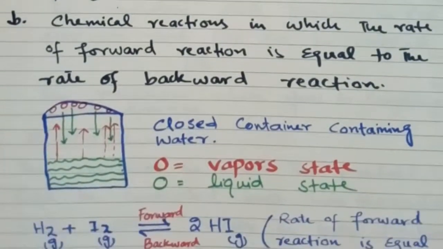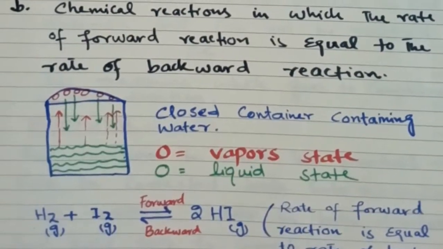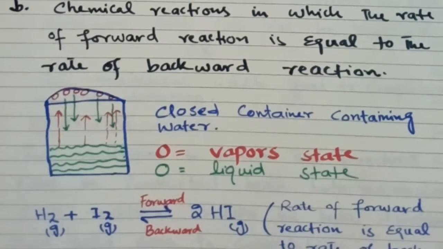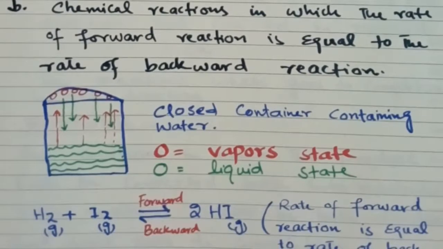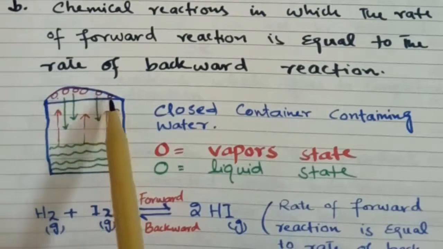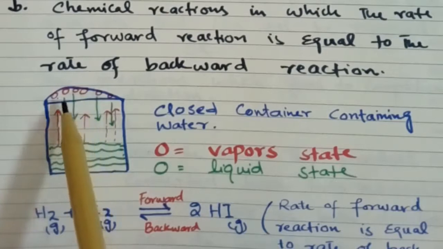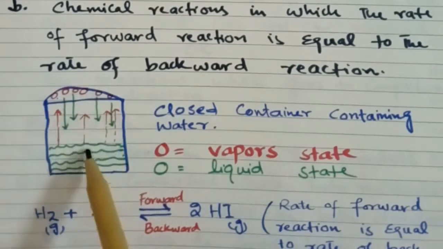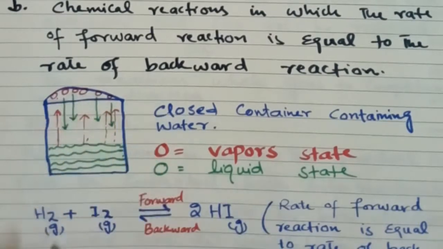Now let's see, if we take a container which is closed. If it is not closed, then there will be only evaporation. The water will be converted into vapor state, but the vapors will move in the air and cannot be converted back into the liquid state. But if the container is closed, the vapors evaporating strike the top of the container, and after some time condensation starts and these vapors are converted back into the liquid state. Now the upward movement is called vaporization and the downward movement of the molecules is called condensation.